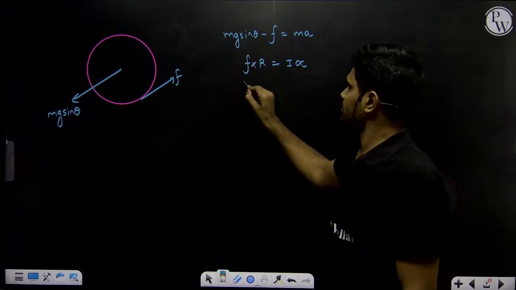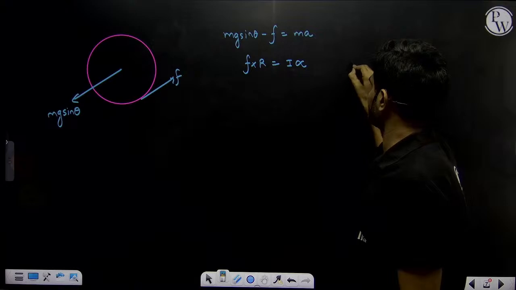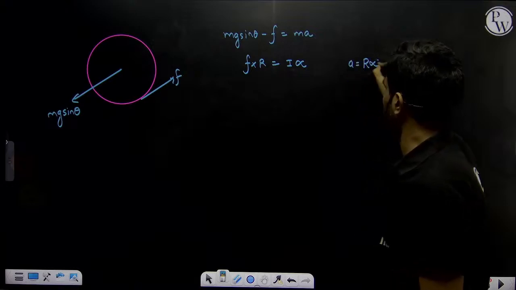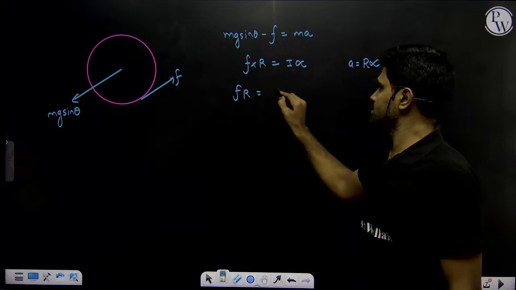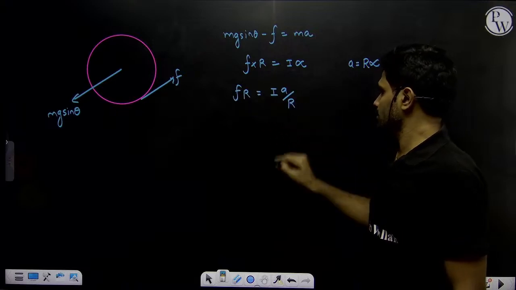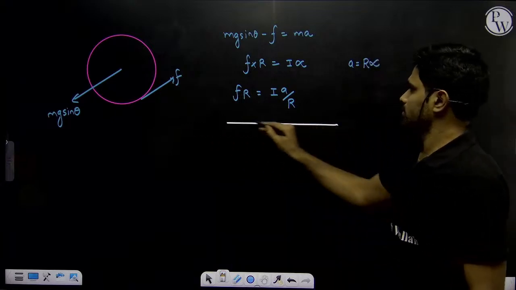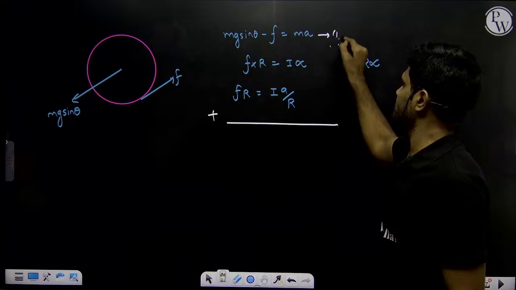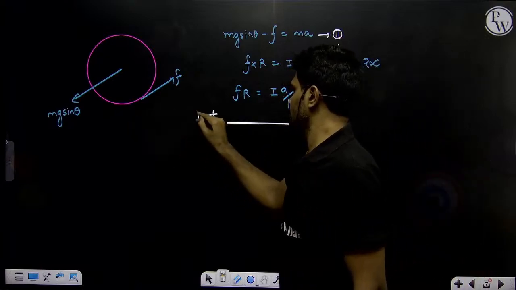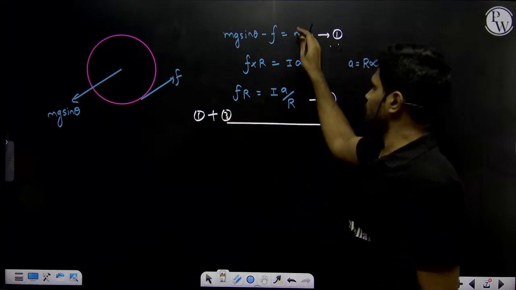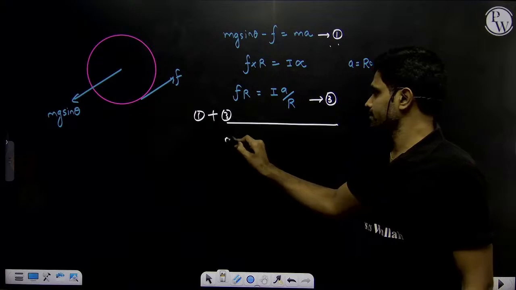and alpha is a by R. Because of the no slip condition, a equals R alpha. So FR is I a by R. We want acceleration, we don't want friction. So we can add these equations, 1 plus 3. If you add the first equation and the third equation, minus F plus F is gone.